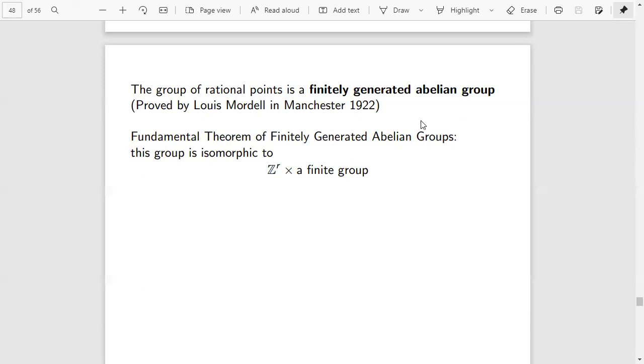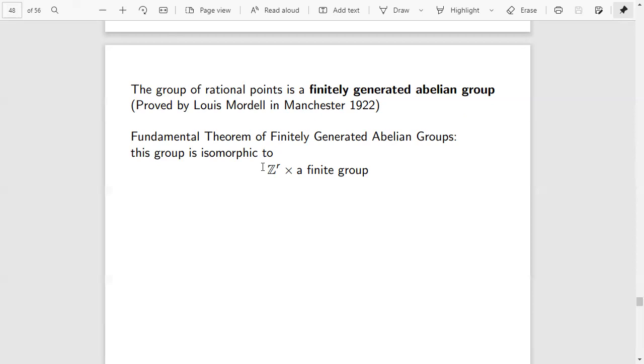Sort of the finite group part we largely ignore. It sort of doesn't contribute very much to this infinite thing. But this number r, it's called the rank of the elliptic curve, and tells us, ignoring some finite thing, how many points do we need to generate everything.